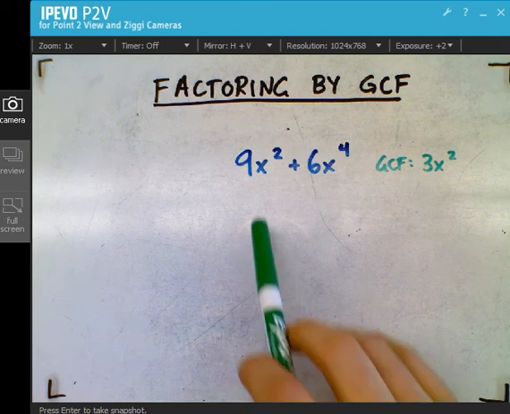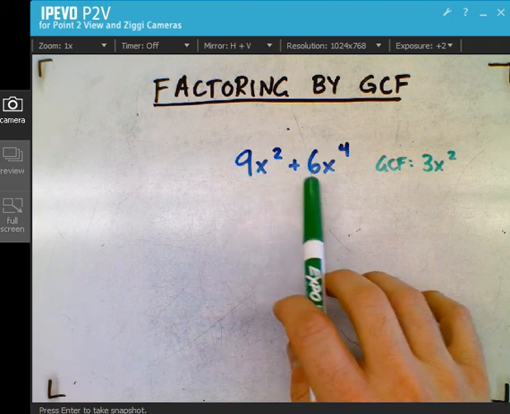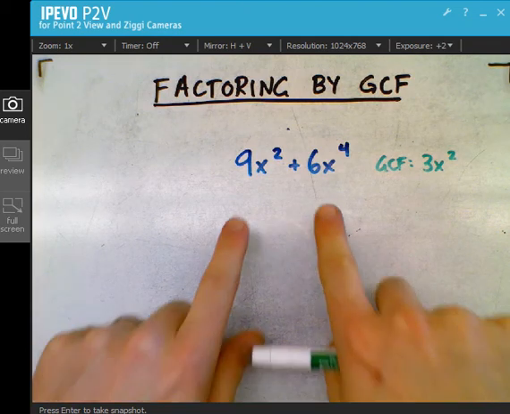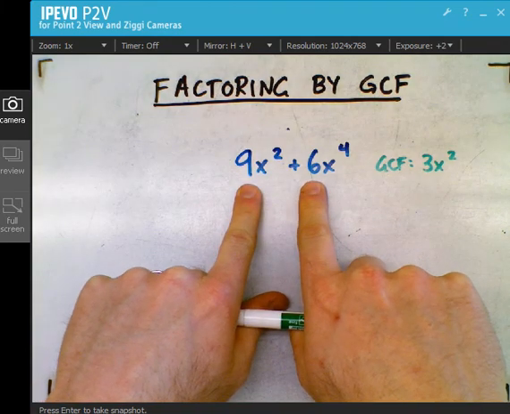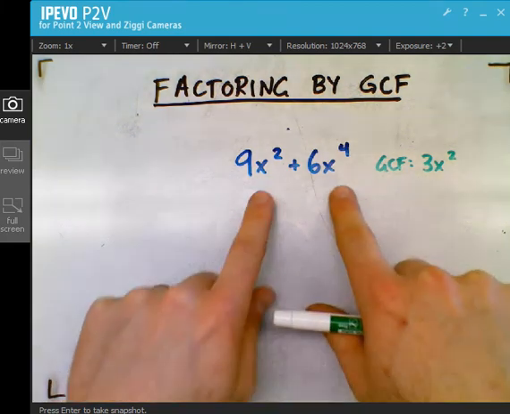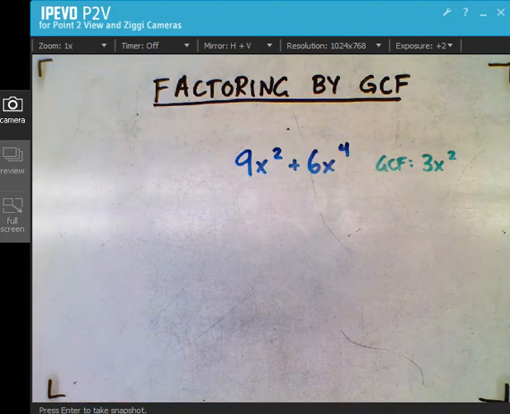Where we left off was we had 9x squared plus 6x to the fourth. We want to factor by greatest common factor. We were identifying the greatest common factor, so just to make sure everyone's on the same page. Greatest common factor between 9 and 6 is 3. Greatest common factor between x squared and x to the fourth is x squared.